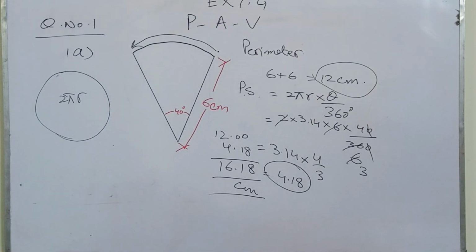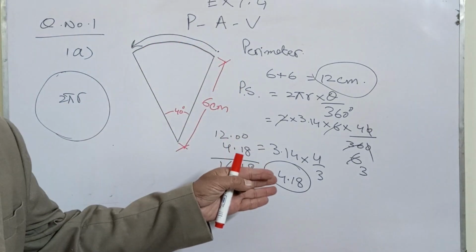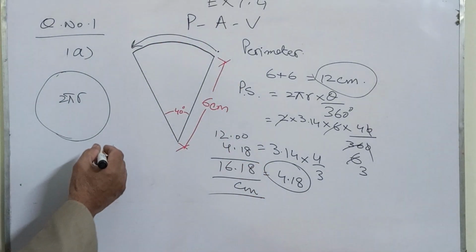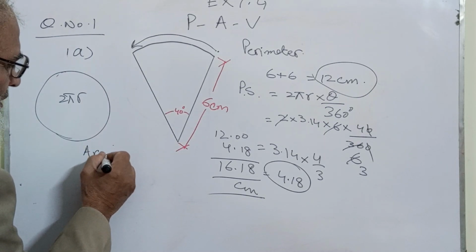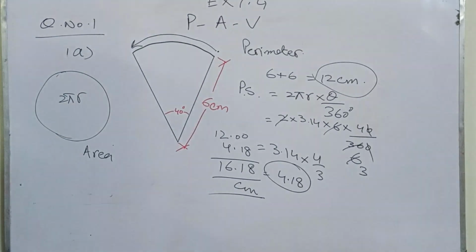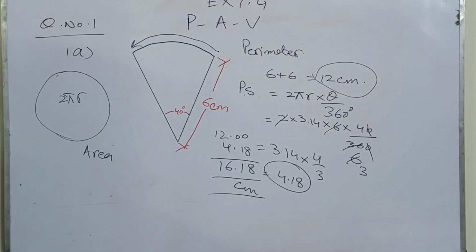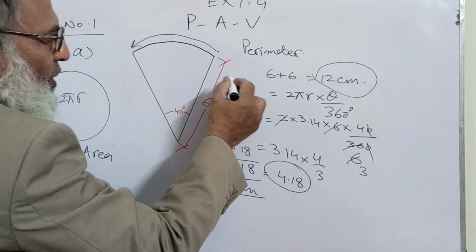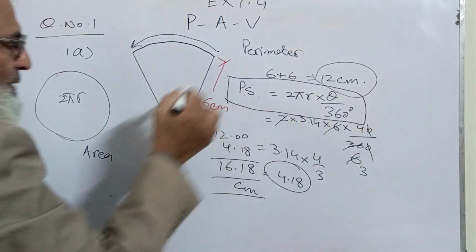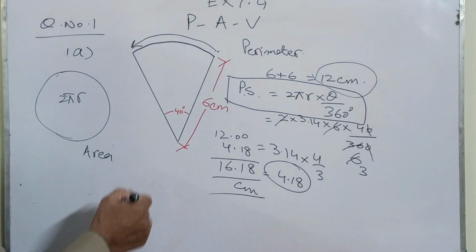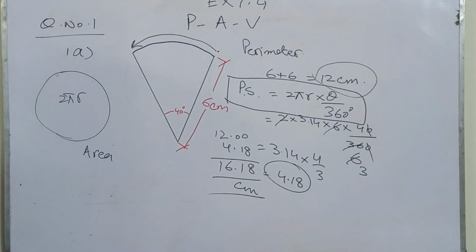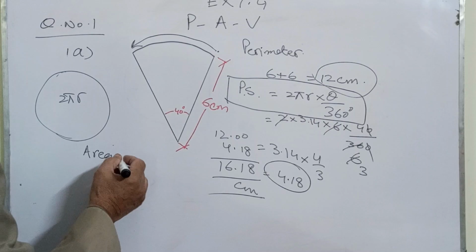When we find the area, we'll be marking a square over here. Perimeter, the next is area. Area is similarly very easy over here. Now find the area of this figure. Now what we did here was the perimeter of the sector. If I want to find the area of the sector, what will we do?